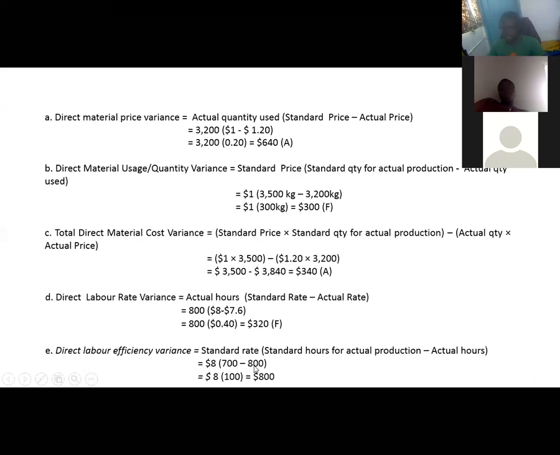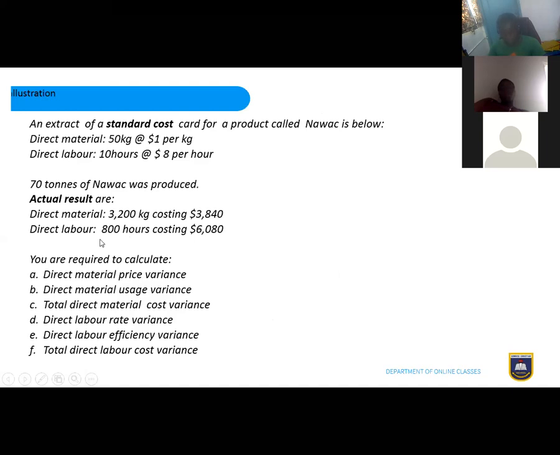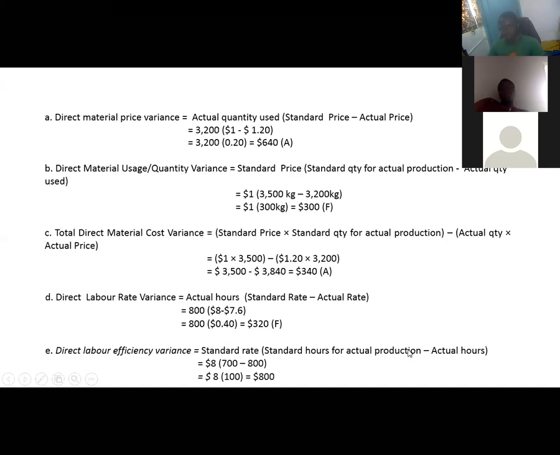Where are we getting the hours from? From the formula. We said standard hours minus actual hours. Actual hours that was spent in producing 70 tons. So let's go back. The actual hours is 800. Okay, so we spent 800 hours in producing 70 tons. Okay, so we go back to the formula, the solution, and then do the subtraction.